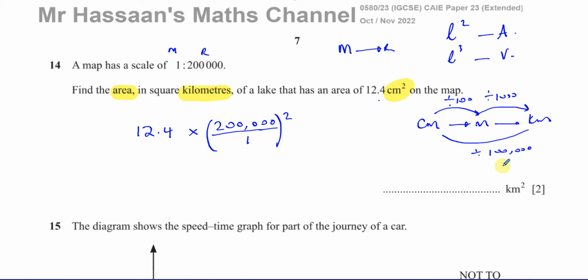However, I'm dealing here with units of area. So if I want to go from centimeters squared to meters squared to kilometers squared, I have to square each of these conversions. So from centimeters squared to kilometers squared, I have to divide by 100,000 squared. So I'll just write this over here, 100,000 squared. Now that's going to give me my answer in kilometers squared.